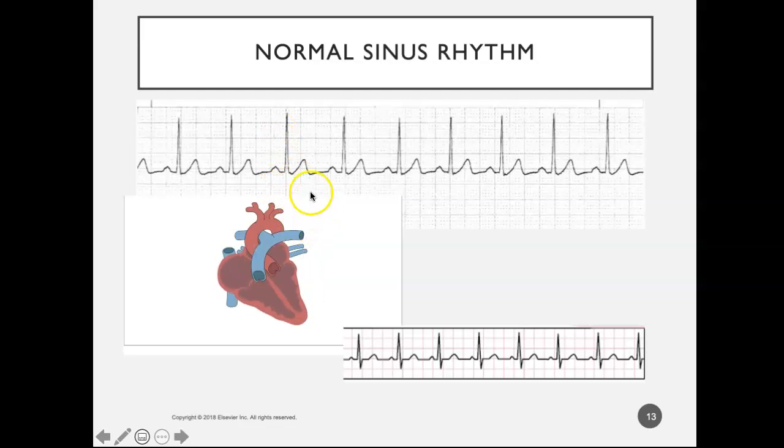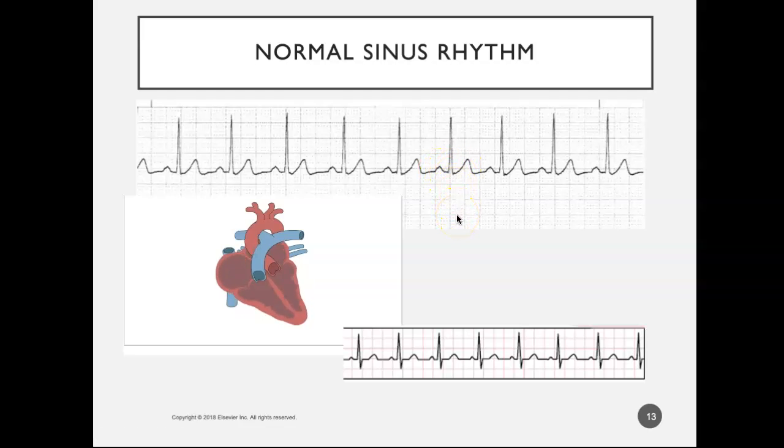This is what's called normal sinus rhythm. It's the absolute most normal rhythm that we should all have if we're nice and healthy and have no issues. If you look here, we have our P wave and our measurements are within normal limits. And again, I'll go over those measurements on Tuesday. Our PR interval is normal.